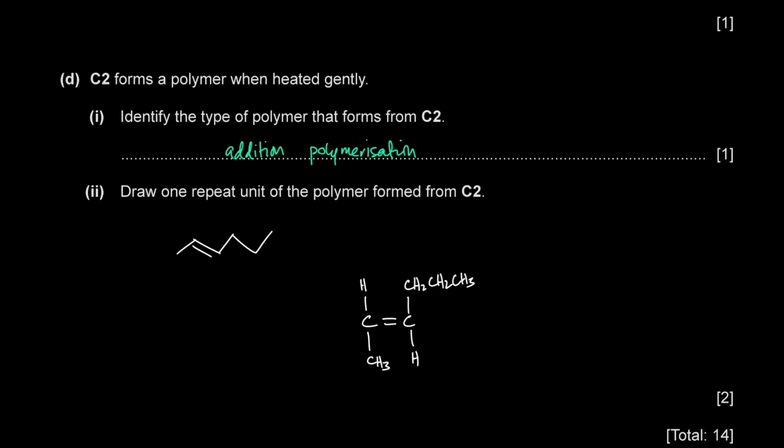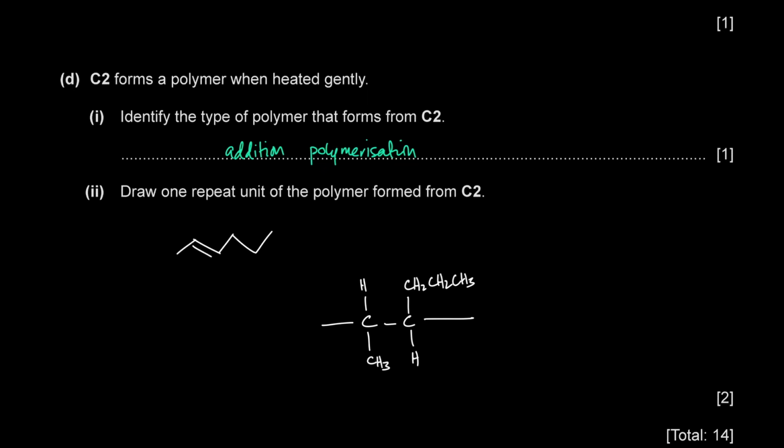It doesn't matter if we show it above or below. I've shown it in the trans way, where the two hydrogens are opposite each other, but it doesn't matter if you show them on the same side as well because this bond will be rotatable in the polymer. What happens in the polymer is that the pi bond breaks, and then this carbon can bond to another monomer.